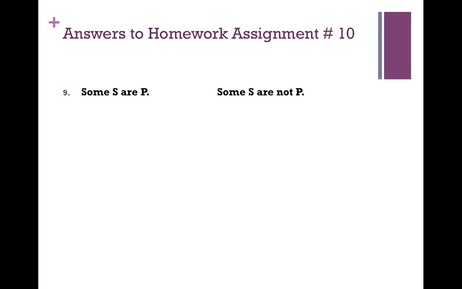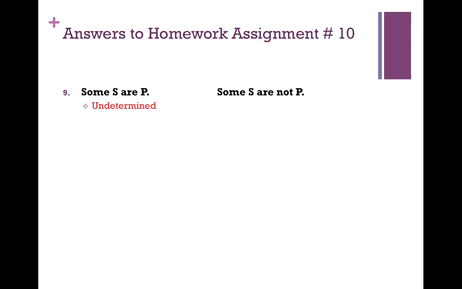Some S are P. If this is true, then we cannot know the truth value of some S are not P. After all, if some S are P is true, this might be true because all S are P, in which case some S are not P would be false. But it also might be true because some S are P and some S are not. These are what we call sub-contrary propositions. So with these, just because one is true doesn't mean the other is false.